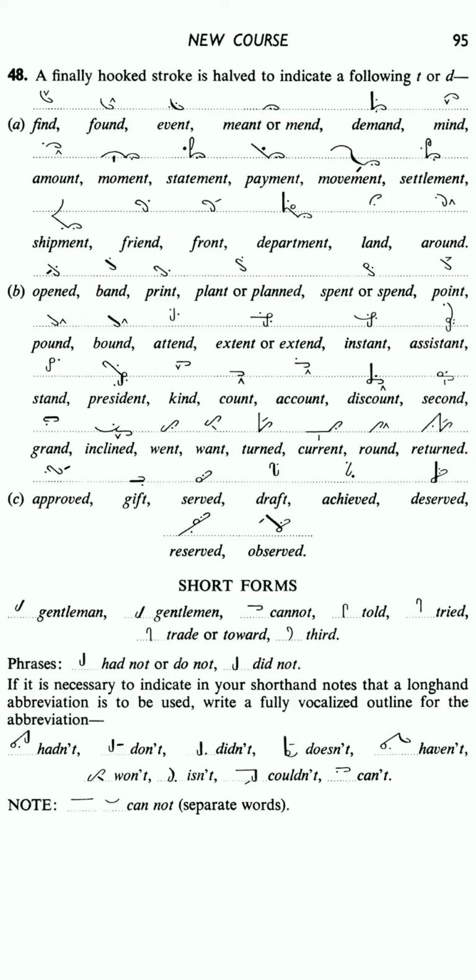It halved here with R hook on the line for third. These are the phrases had not or do not. Above the line, D halved with N hook for the sake of had not or do not. Same outline on the line for did not.